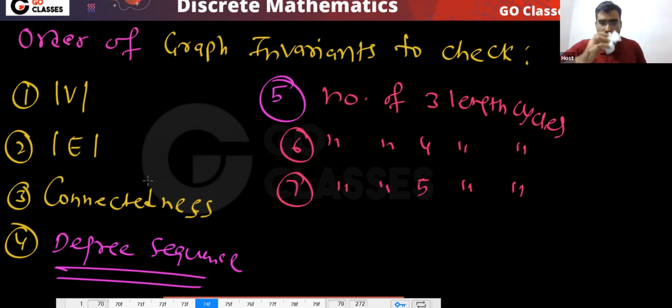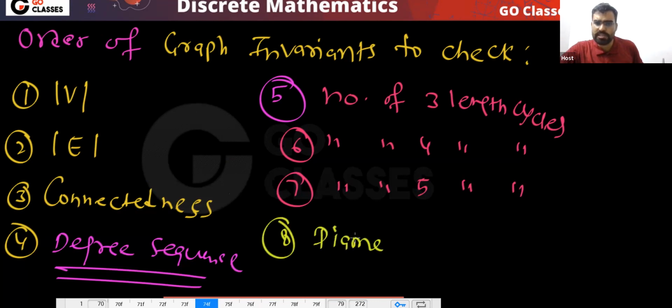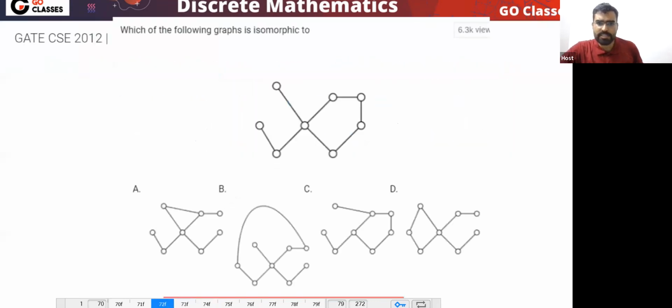Whatever GATE question they give you, I think these will be enough. These things you can check. Also, if checking the diameter is easy, then you can check the diameter also, but finding the diameter is not easy. Now let's see this question. This is your GATE exam question.